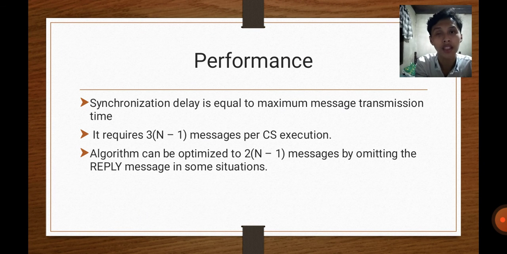Its performance. First, synchronization delay is equal to the maximum message transmission time. Second, it requires 3(n-1) messages per CS execution. And last, the algorithm can be optimized to 2(n-1) messages by omitting the reply message in some situations.